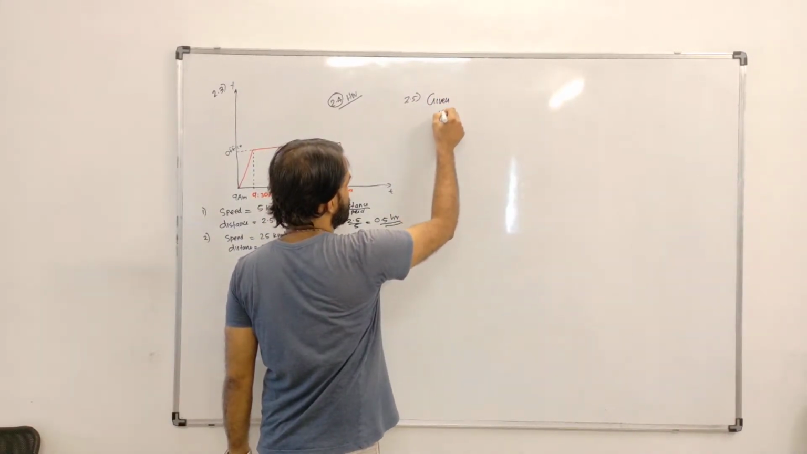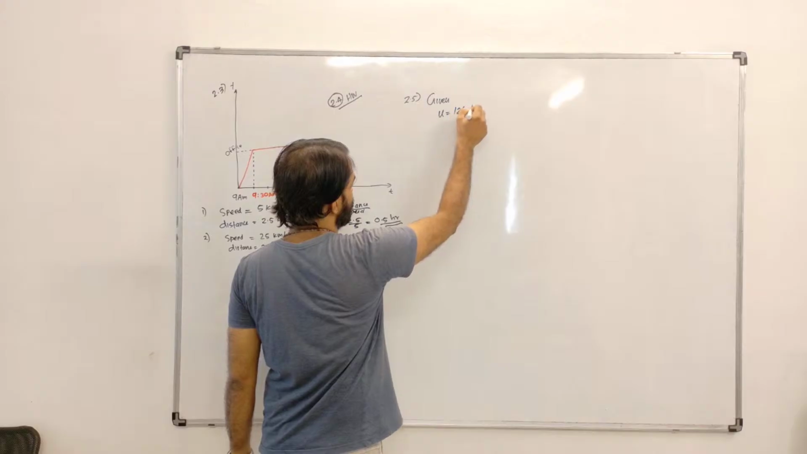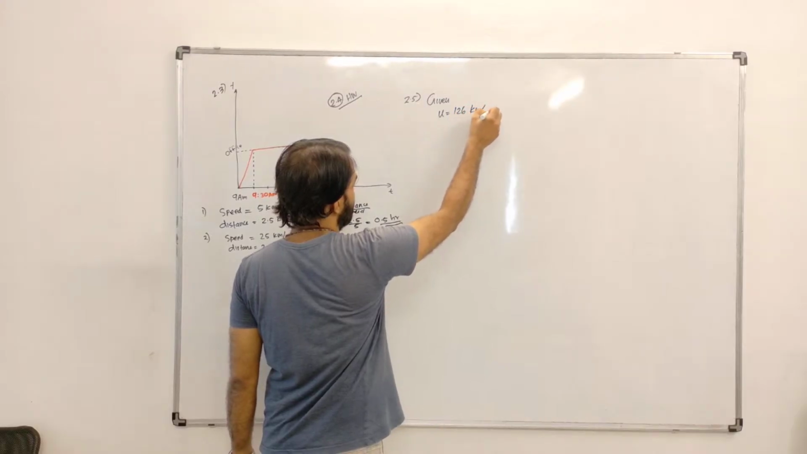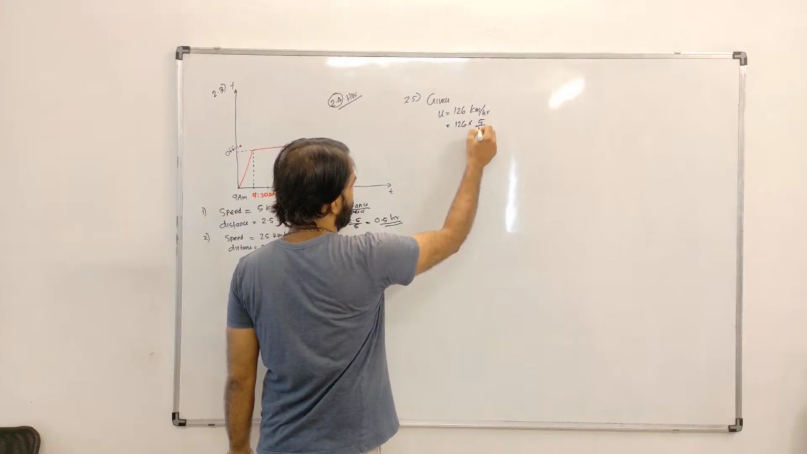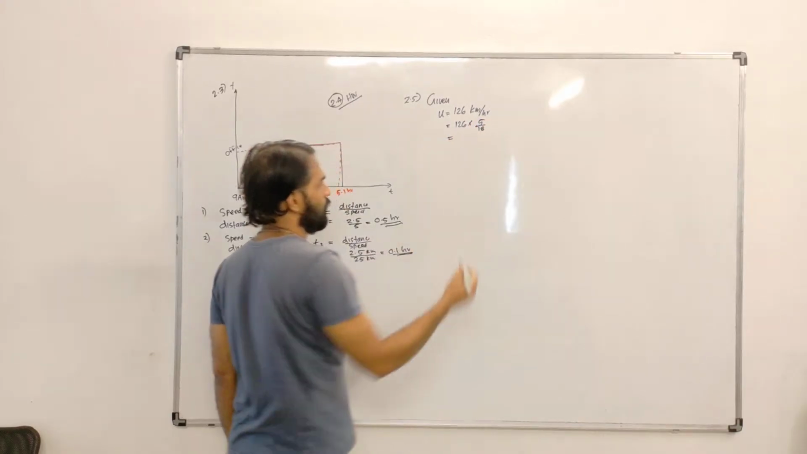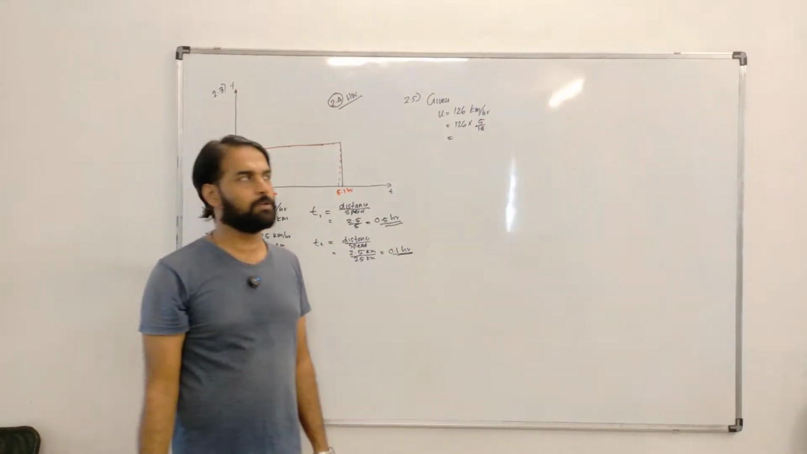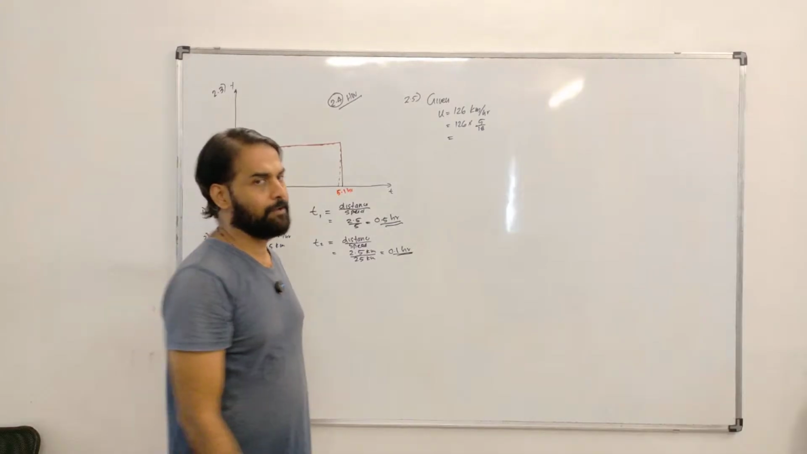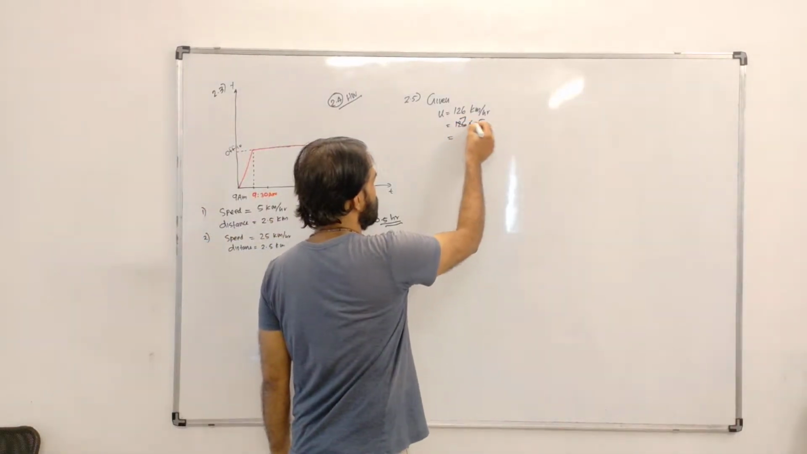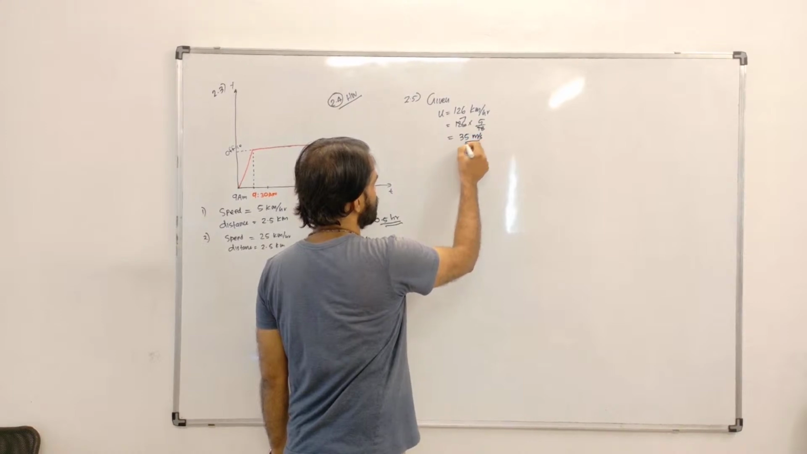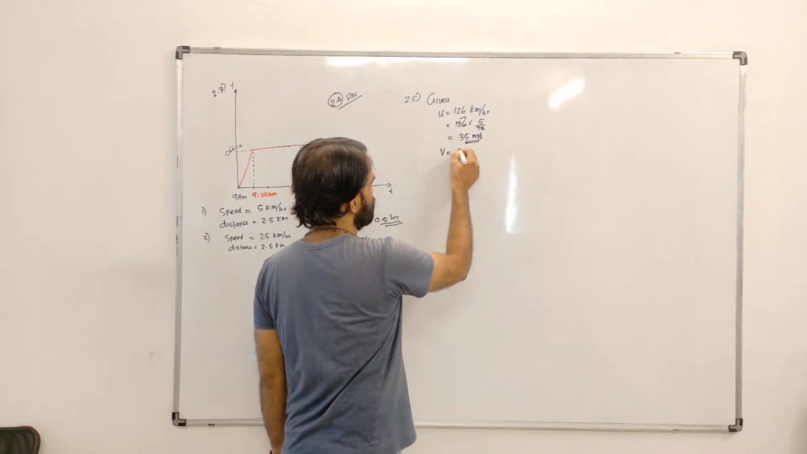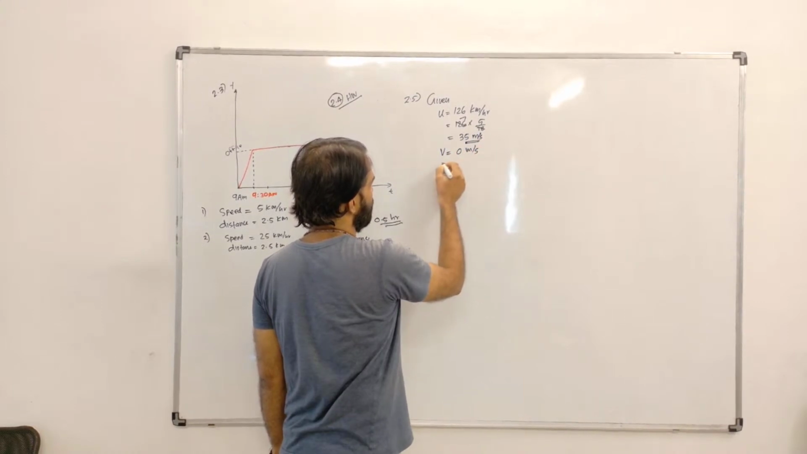The initial velocity is given as 126 kilometers per hour. That will be equal to 126 into 5 divided by 18. The 18 goes into 126 seven times, so we get 35 meters per second.